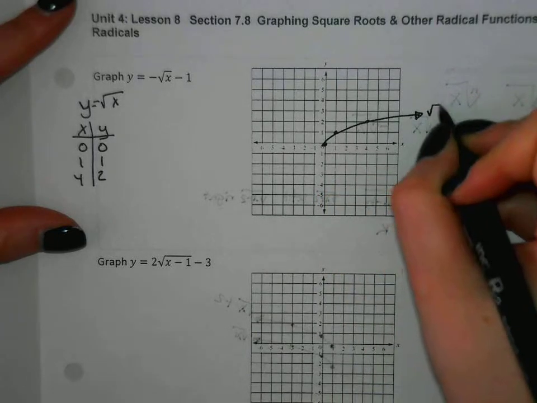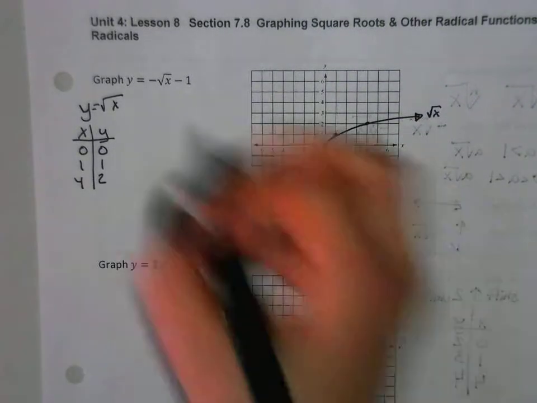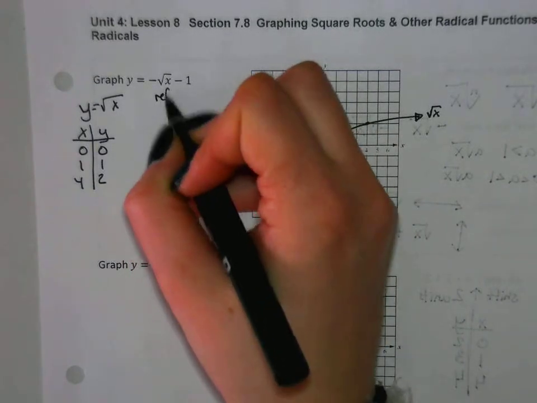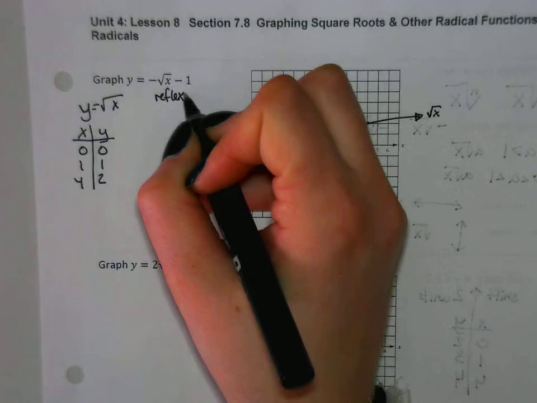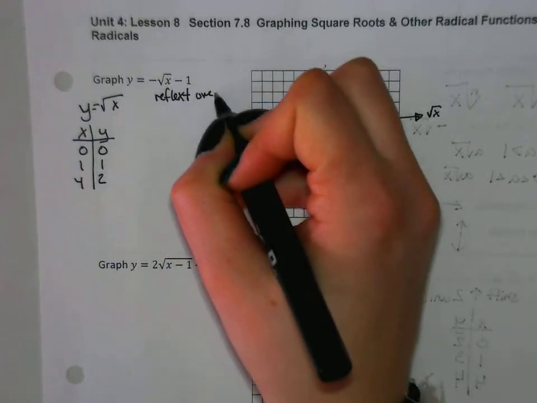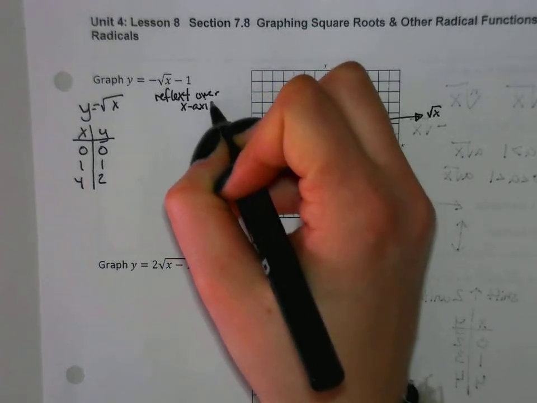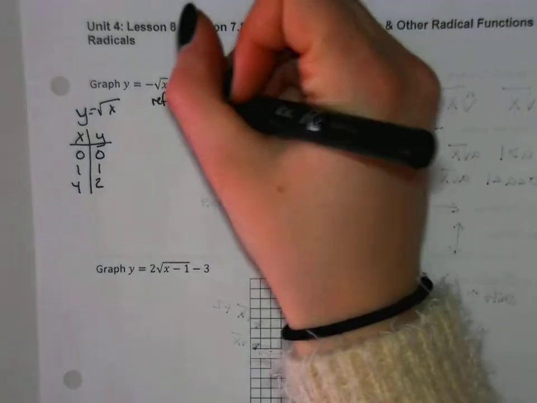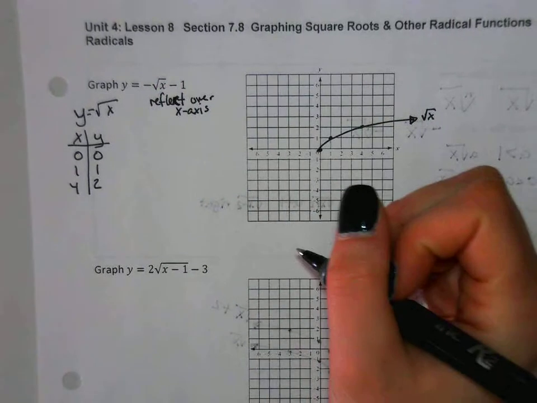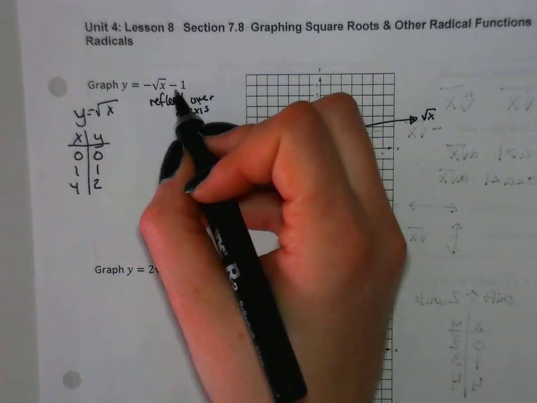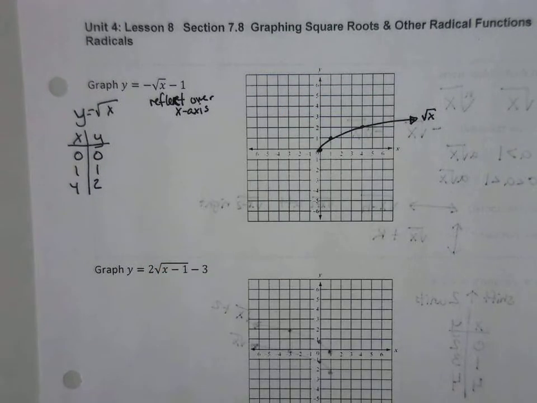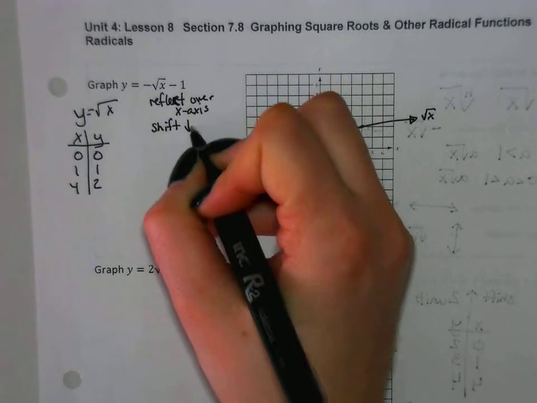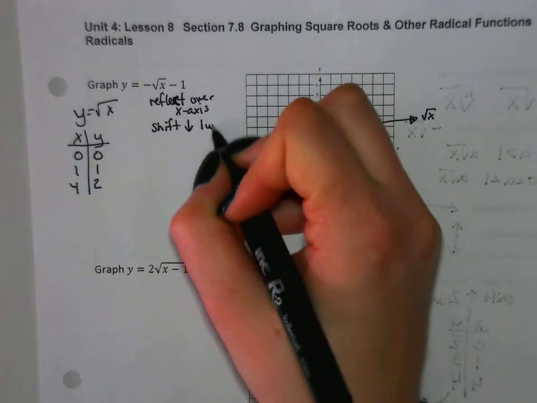Alright, so let's take a look and see what happens to this graph. This one, we have our negative coefficient out front, so this is going to reflect over the x-axis. Reflect over the x-axis, and we're doing a -1, which is not under our radicand, so this means we're going to shift down 1 unit to start.